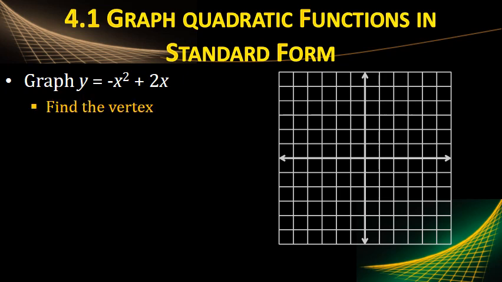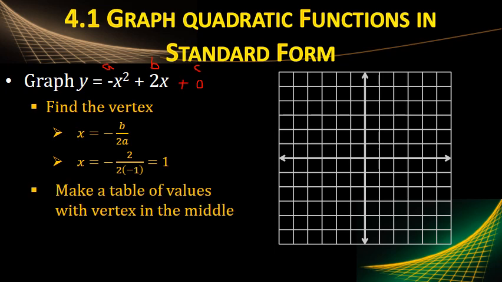Start by finding the vertex. So x of the vertex equals -b over 2a. In this particular problem, b is the 2 and a is -1. C will be 0. So fill in the b and the a, and we find out that the vertex will occur when x is 1. So we make a table of values with the vertex in the middle.